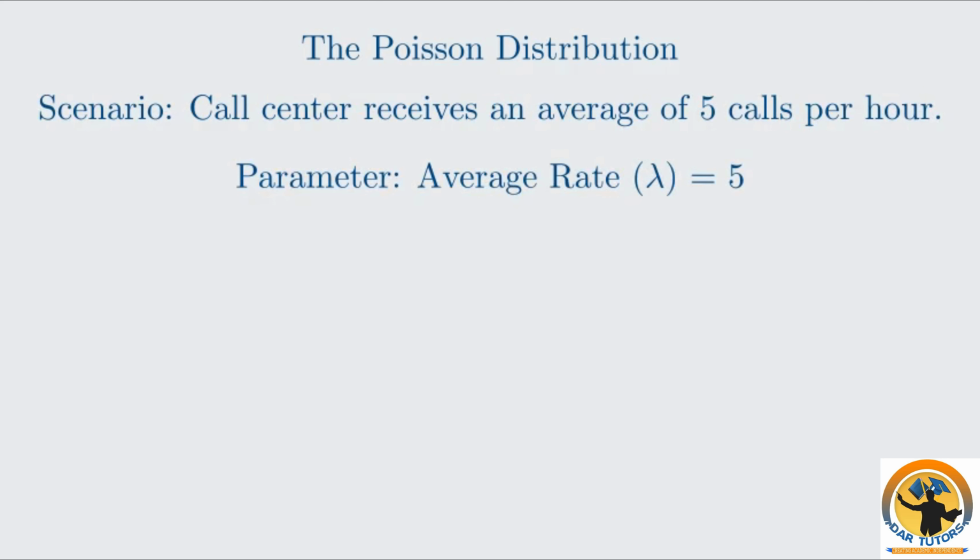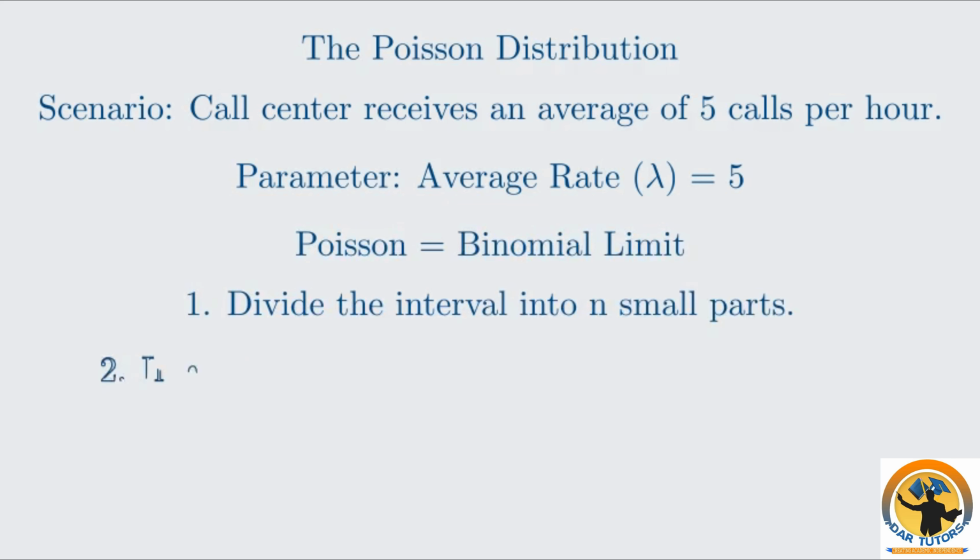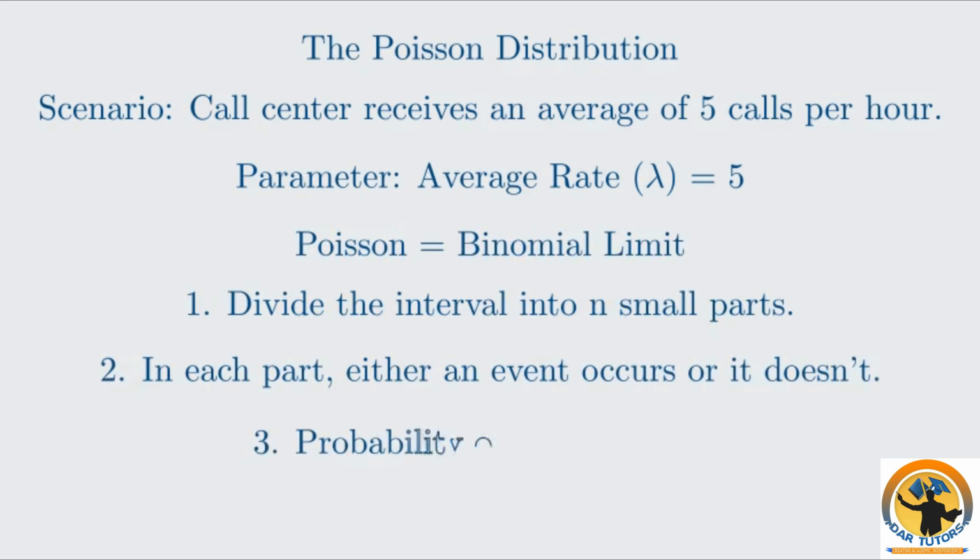The average rate is the key parameter here, and we denote it with the Greek letter lambda. To connect this to what we already know, we can think of this as a limiting case of the binomial distribution. Imagine dividing that 1-hour interval into a very large number of tiny subintervals, say n subintervals. If n is large enough, the probability of getting more than one call in any single tiny subinterval becomes negligible. So, in each tiny interval, there's either a call, success, or there isn't, failure.